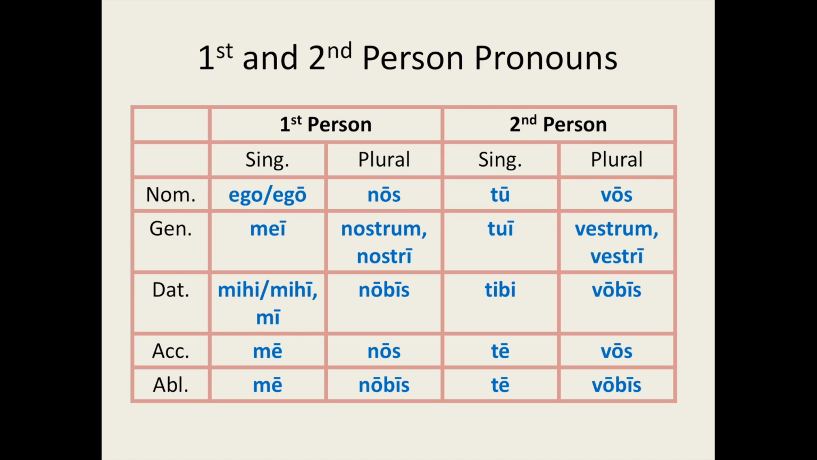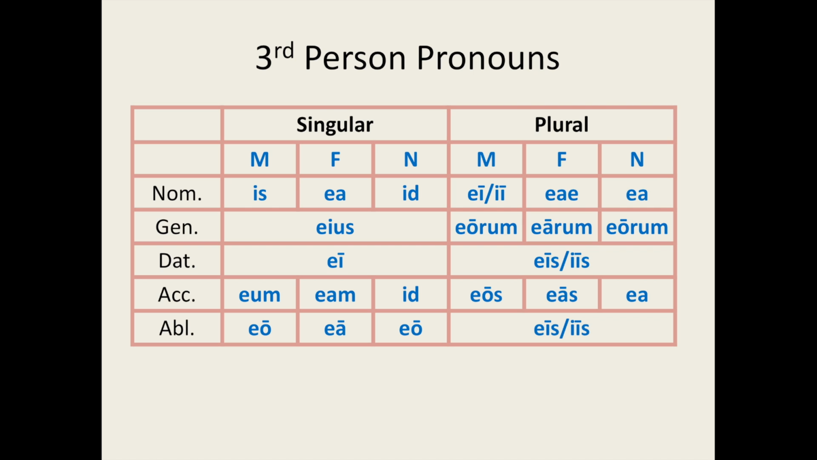Here are all the first and second personal pronouns, both singular and plural. Note the similarities between the first and second personal singular pronouns and the similarities between the first and second person plural pronouns. Here are the personal pronouns for the third person. Straight away we can see that we have 3 times as many forms to learn. This is because, unlike with the first and second personal pronouns, we have to take gender into account. The third person pronouns are as follows.